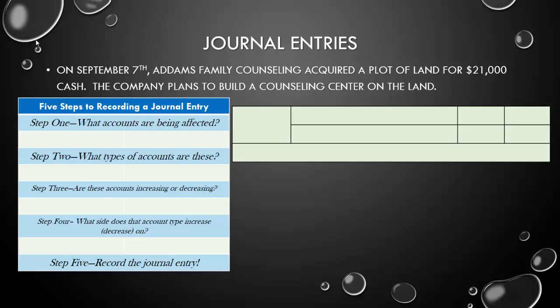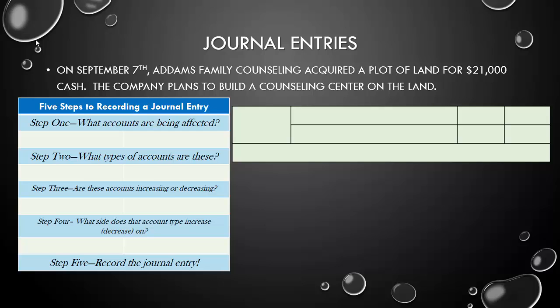Next up, on September 7th, Adams Family Counseling is going to acquire a plot of land for $21,000 in cash, and the company plans to build a counseling center on the land. Second line is important because this is land that we intend to use, so we get to classify it as land, an asset that we own. If we intended to resell it later, we'd have to put it down as an investment. That's a whole other story for a different accounting class.